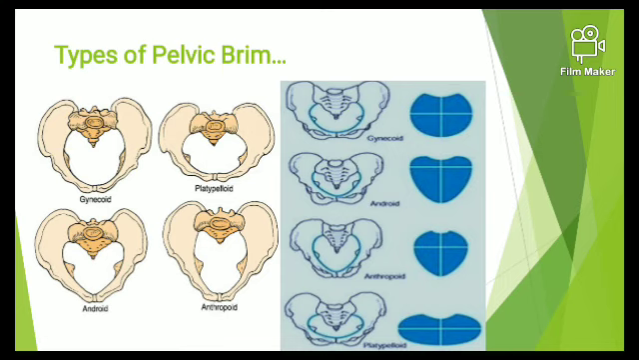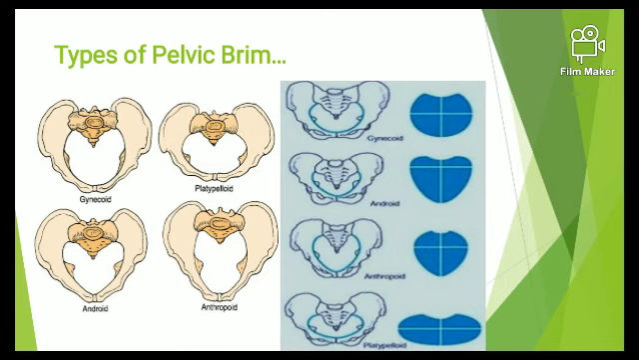Next we have the android type. It is triangular in shape, somewhat heart-shaped, but this type of pelvis is most common in males only; less than 5 to 10% is found in females, and if it is there we can't go for normal delivery, we have to go with the option of cesarean section.